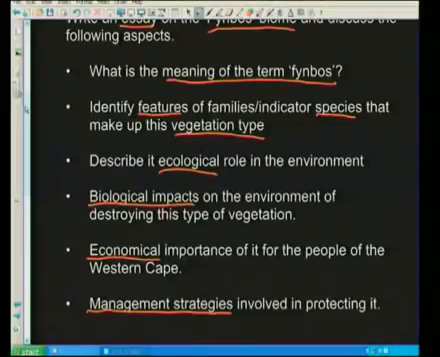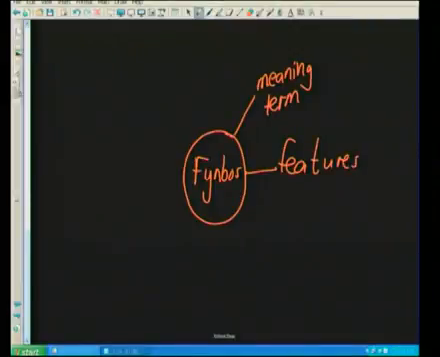Right, the second thing they want, if you go back now to the topic, the second thing they want you to identify is the features. Now, features has got to do with the structure of the plant. Features, all right, of the families. I don't think they want you to write down names of plants. They just want you to explain the features of these species that make up the vegetation part. All right? Okay, sorry, we write down features of the vegetation.